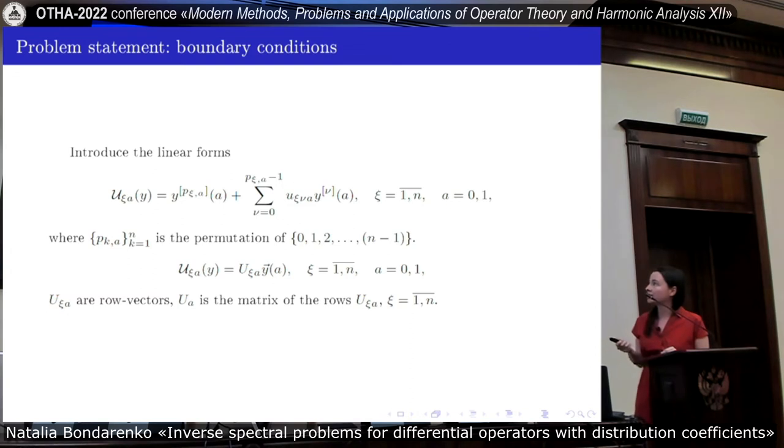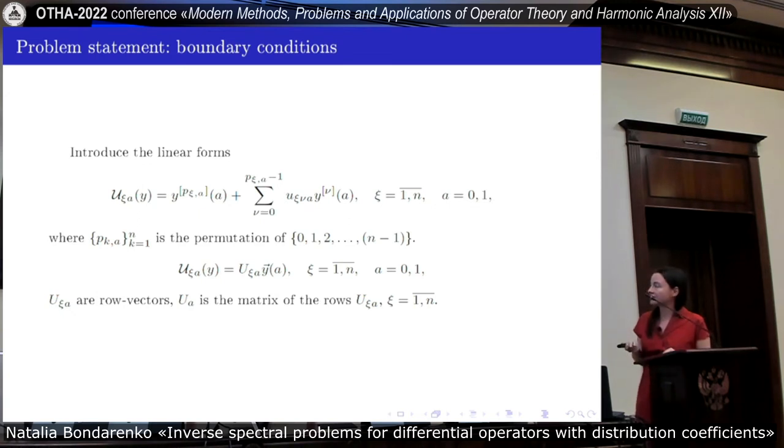For the problem statement, we will need the boundary conditions. They are defined by the linear forms. Here A is 0 or 1. So the boundary conditions are separated. Some of them are at 0 and some of them are at the point 1. And the orders pKa for each fixed A form a permutation of numbers from 0 to n minus 1.